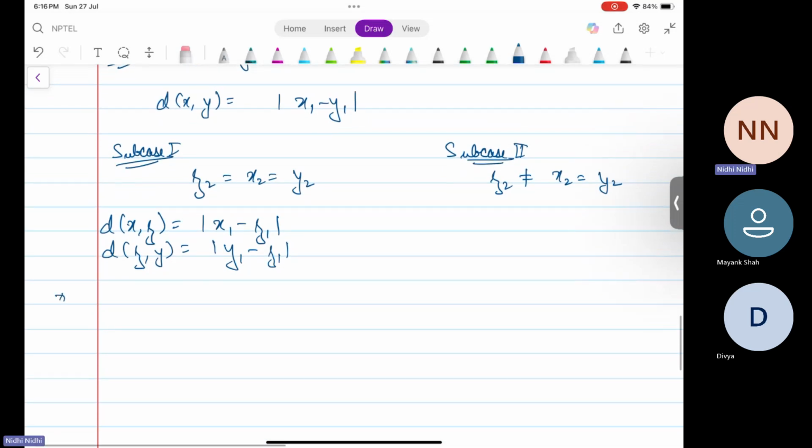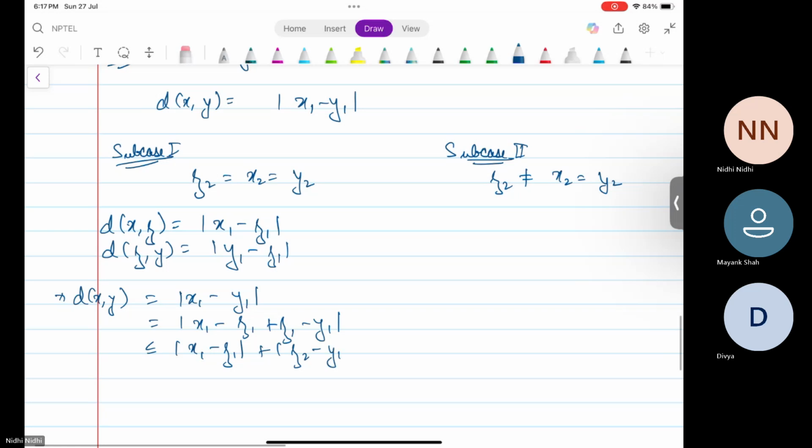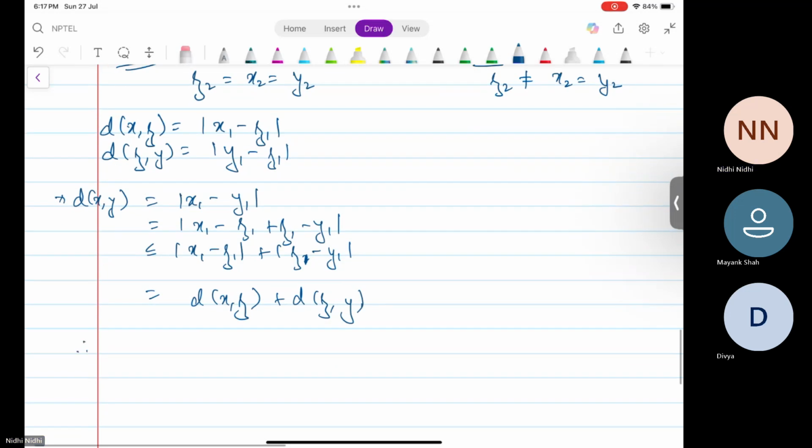So this implies dxy, which is mod x1 minus y1, I can simply add and subtract z1 in between and then use the triangle inequality of modulus. And from here we get this is less than or equal to dxz plus dzy. Therefore, this holds for this case. Similarly, we'll look at the other case.